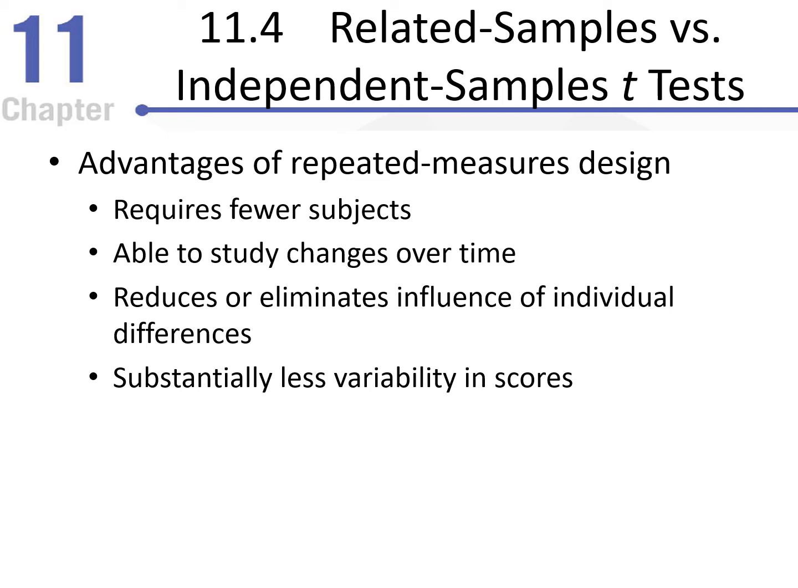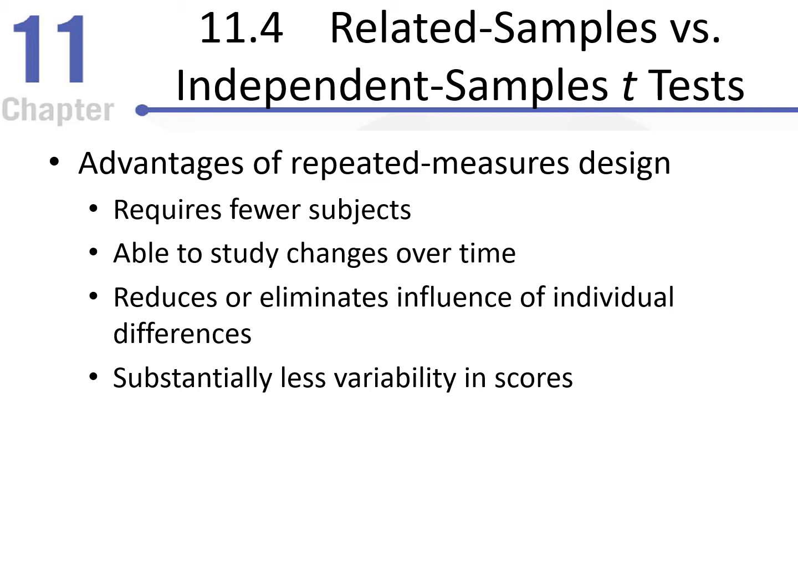And that decreases variability. And if you decrease variability, you increase t. So the repeated measures t is going to be more powerful, has higher statistical power, which means it's easier to reject the null hypothesis. That's a big advantage.